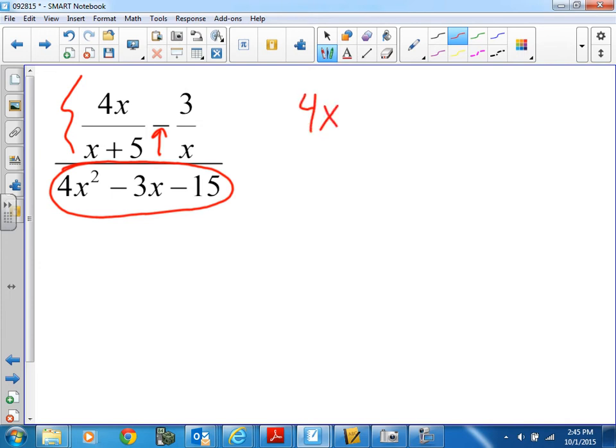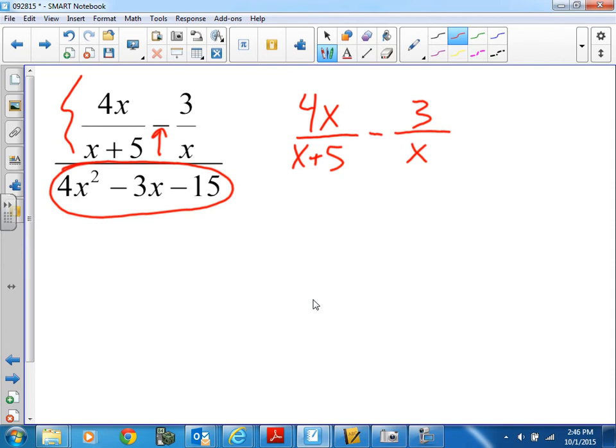Don't have a common denominator. Erase that. We're going to have 4x over x plus 5, and minus 3 over x. So this is all dealing with the top of this fraction. Okay, we need a common denominator.